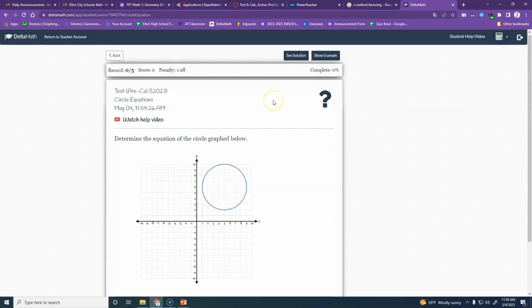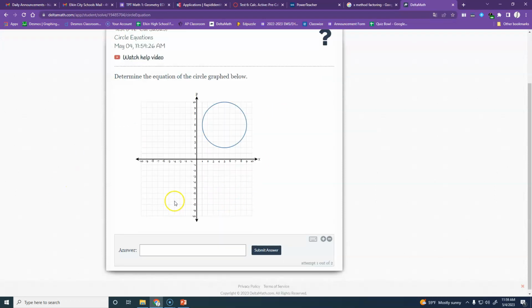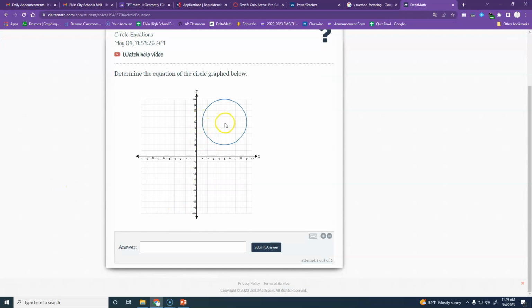It says it's late. So for this, it's going to give you a circle. It's going to ask you to write the equation. So from the graph, you've got to pull the center. So the center would be 5, 6 on this one. And then just count your radius as 4, and then write your equation. I think you should be good there.